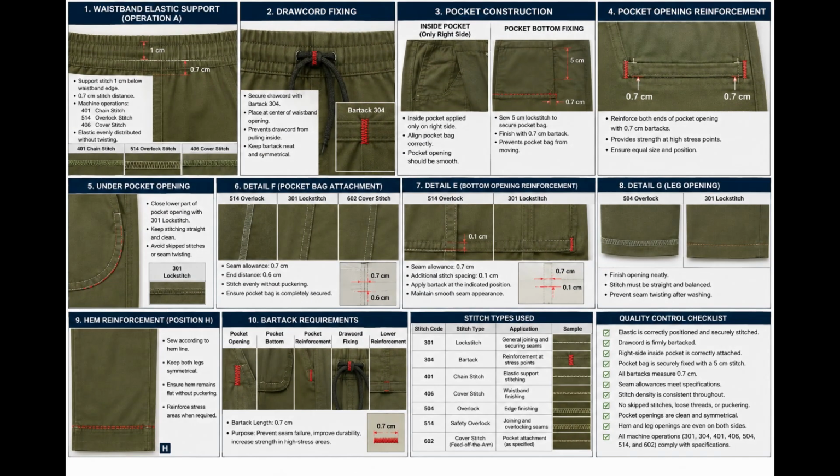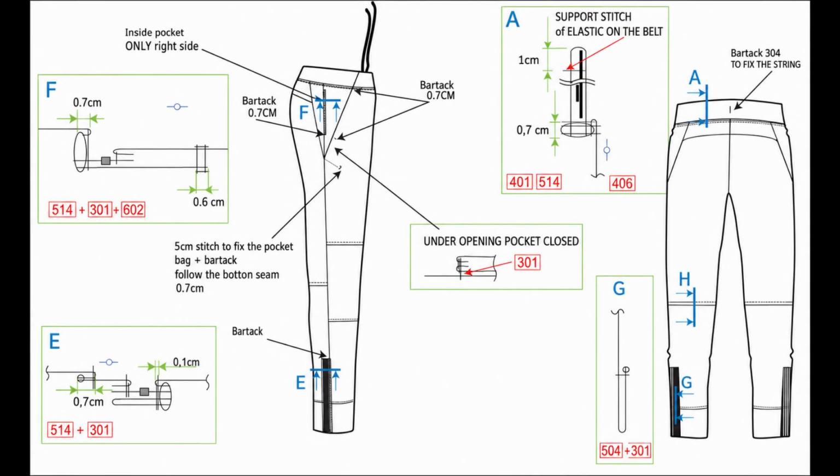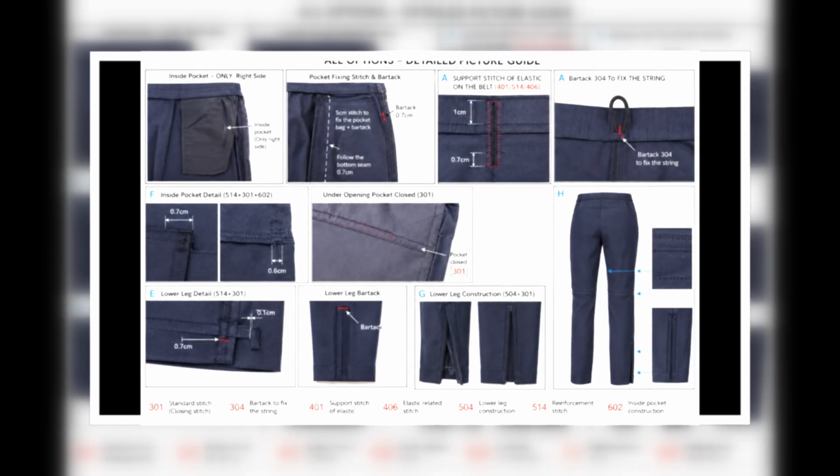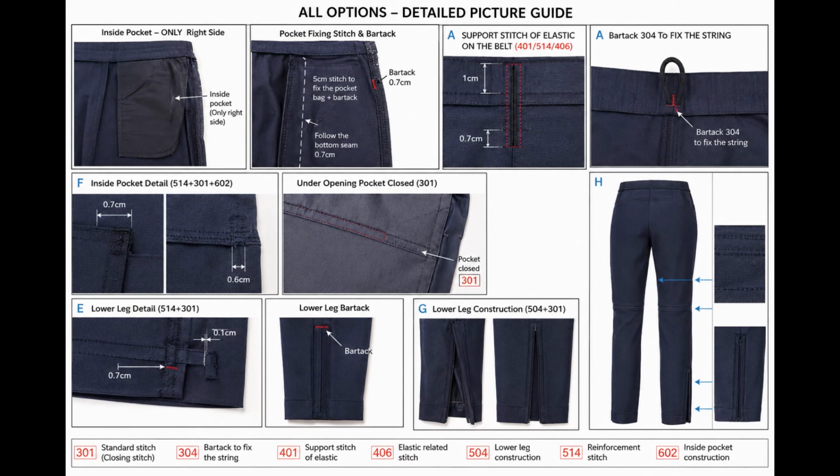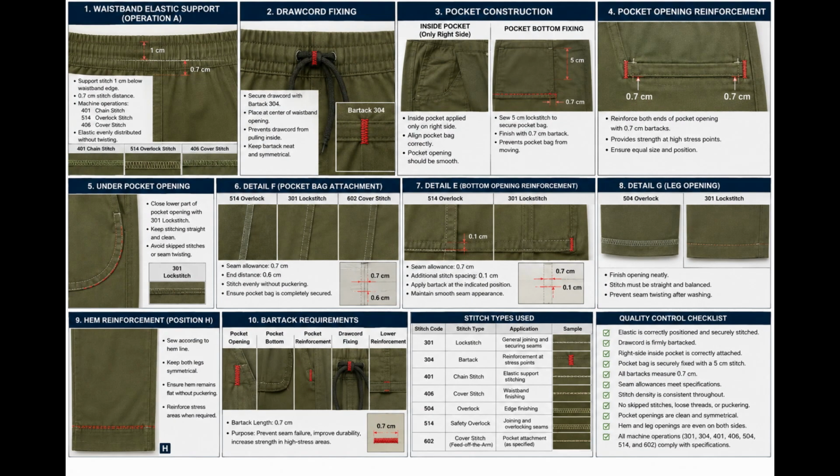10. Back garment construction. The back drawing shows waistband belt, elastic support, bar tack 304 for fixing the fish string, back leg panels, horizontal construction seams, lower leg construction, lower leg reinforcement bar tack. The back waistband must remain smooth after sewing, and the string attachment must be securely reinforced.